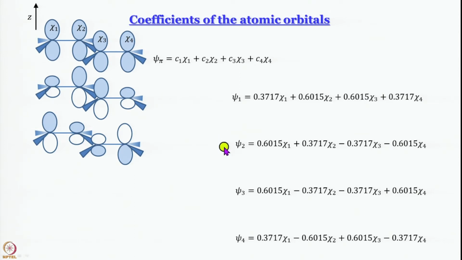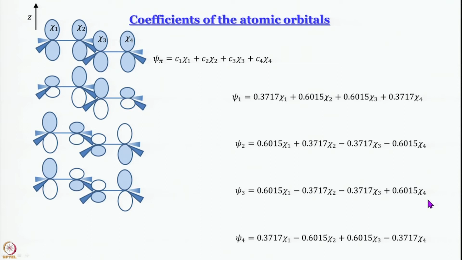What about psi 3? 0.6015 chi 1 minus 0.3717 chi 2. So, sign change already, minus 0.3717 chi 3. So, no sign change between 2 and 3, but another sign change between 3 and 4, and change in sign as well as size. This is what psi 3 would look like. What is psi 4? Plus 0.3717 minus 0.6015 plus 0.6015 minus 0.3717. This is what it will be like.